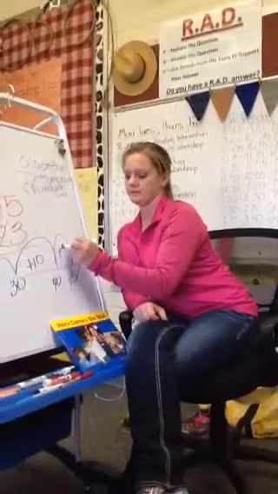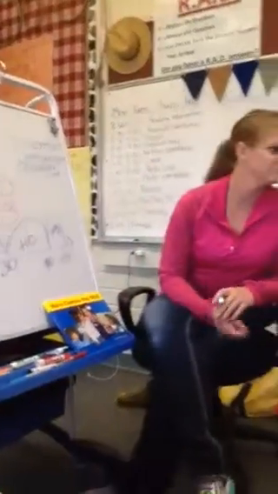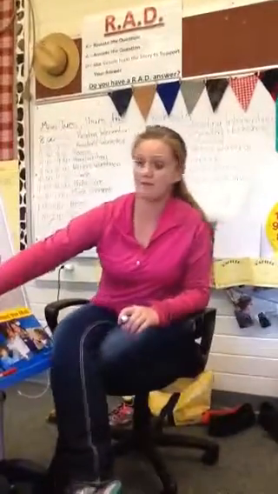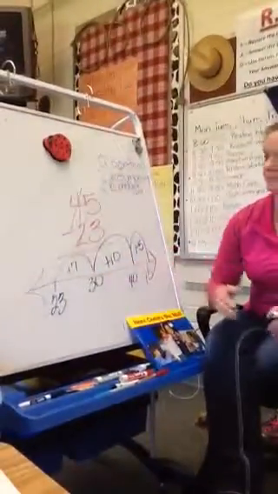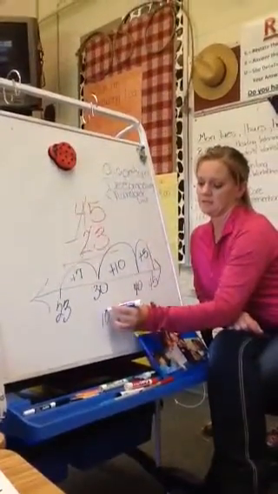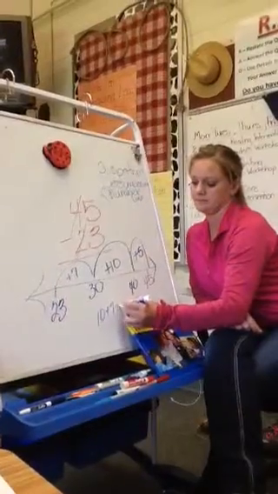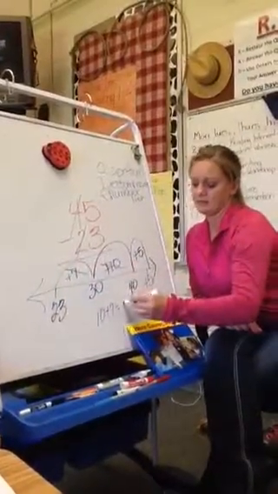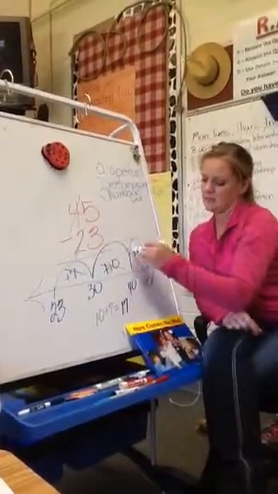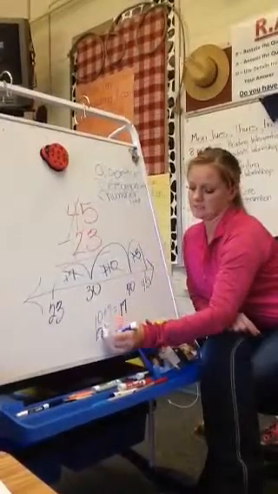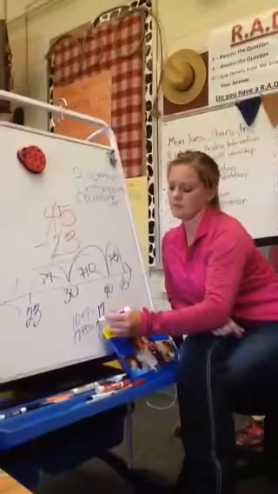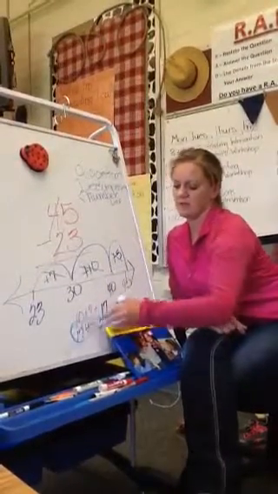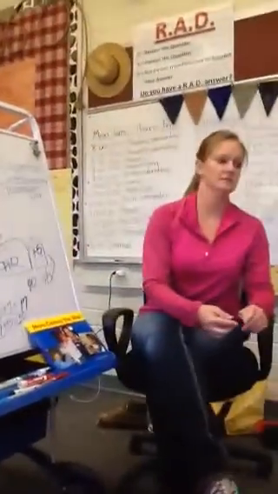Boys and girls, I'm not finished yet. I made it from 23 to 45, but now I have to add these up. What's 10 plus 7? 17. Now I have to add 17 plus 5 more. What's 17 plus 5 more? 22. Give me a thumbs up if you have seen this way before.